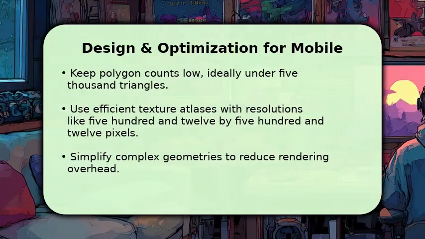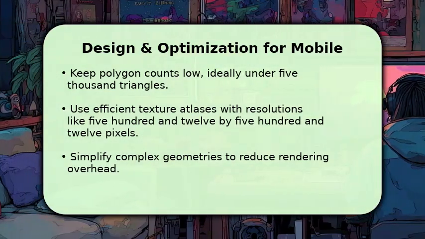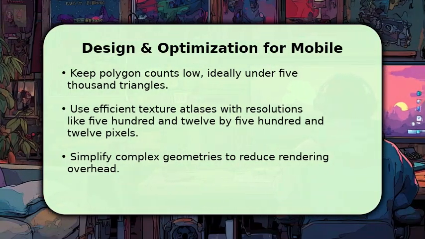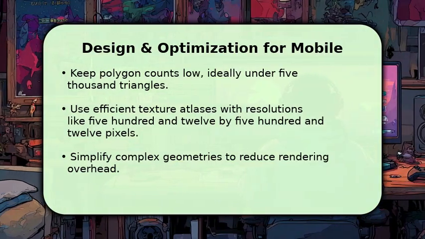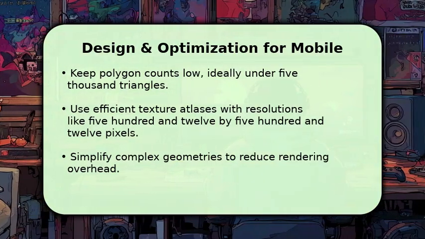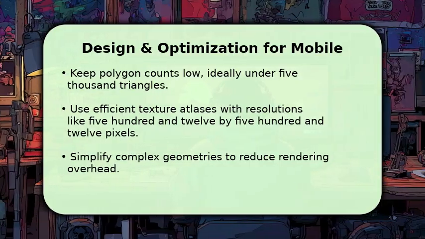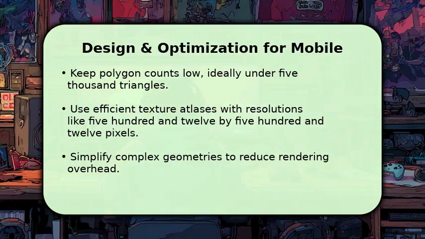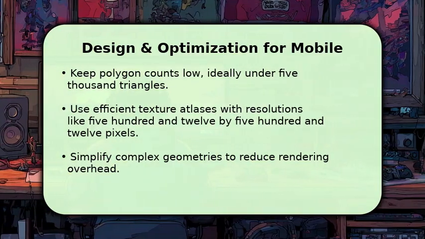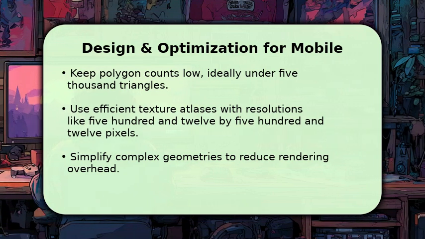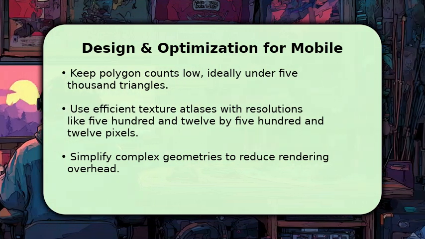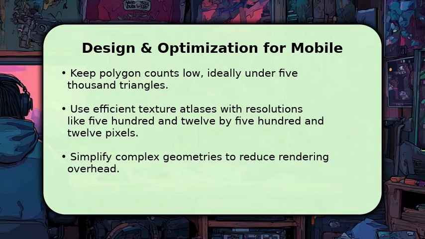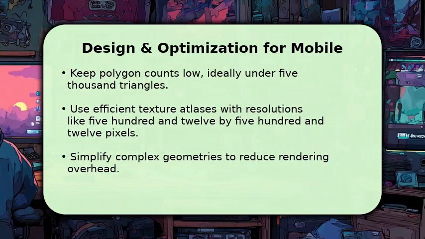Optimizing your accessory begins with smart design. Aim for a low polygon count, ideally under 5,000 triangles, to ensure smooth performance on mobile devices. Efficient texture atlases, with resolutions like 512 by 512 pixels, are also key. Simplifying complex geometries and reducing material count will significantly decrease rendering overhead, making your accessory load faster and run more efficiently for all mobile players.